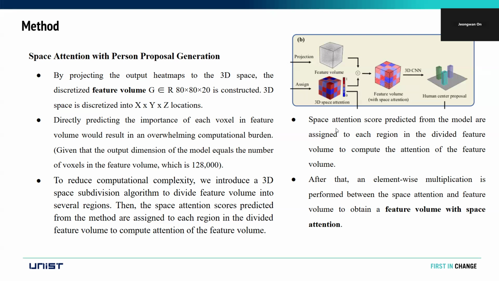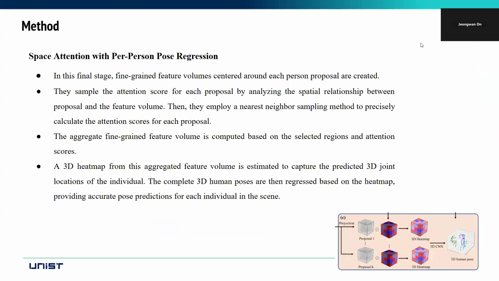After that, they do the element-wise multiplication between the 3D space attention and the feature volume to obtain a feature volume with attention space. And the last component is space attention with a per-person pose regression.